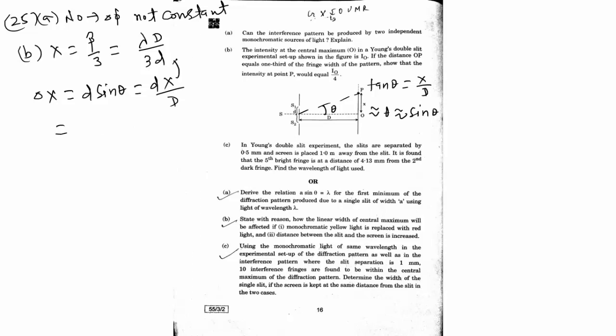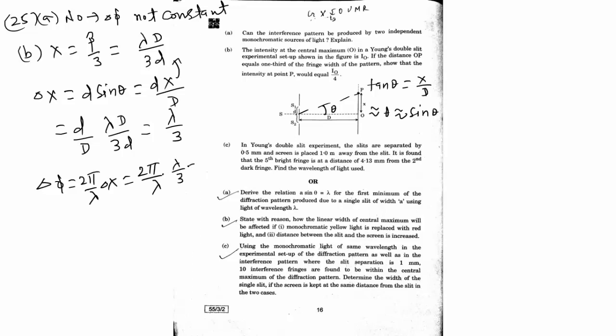Putting the value of x from here, we get small d upon capital D times lambda capital D upon 3 times small d, and it becomes lambda by 3. The phase difference corresponding to this path difference is 2 pi by lambda times delta x, that is equal to 2 pi by lambda into lambda by 3, that is 2 pi by 3.